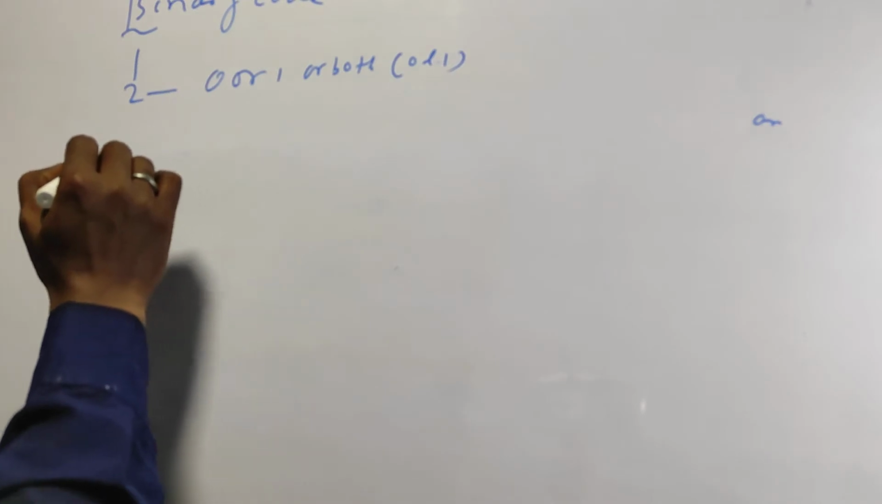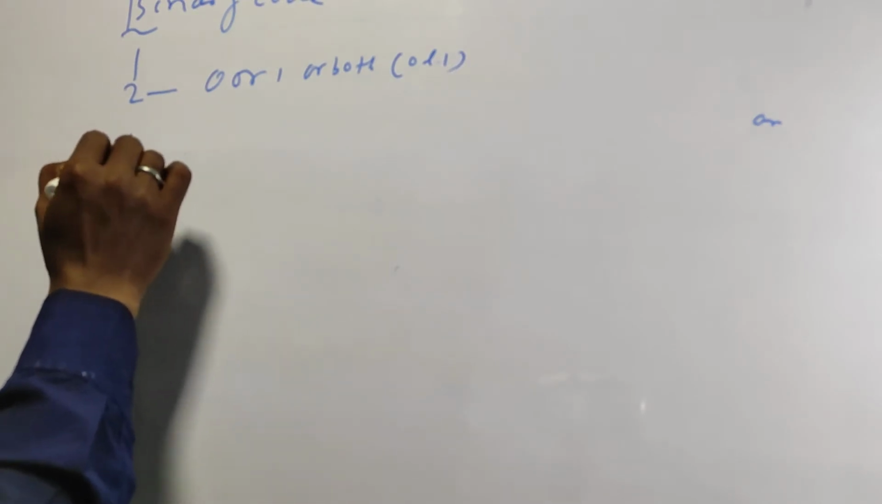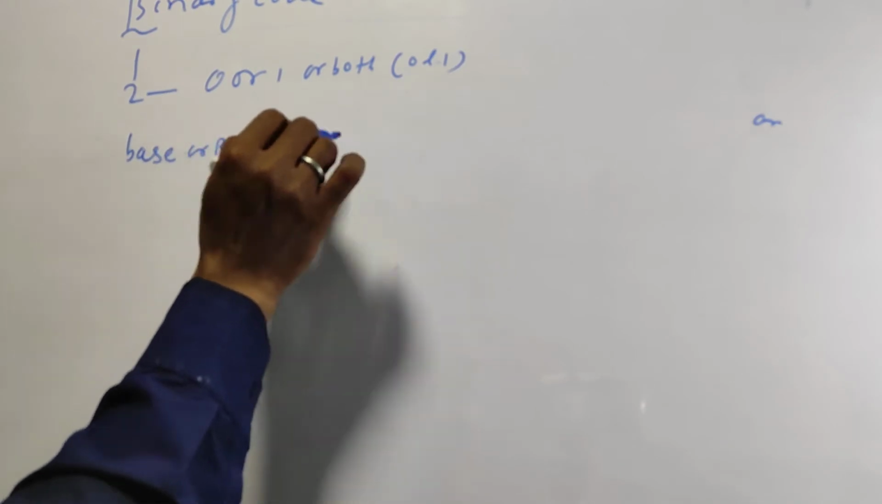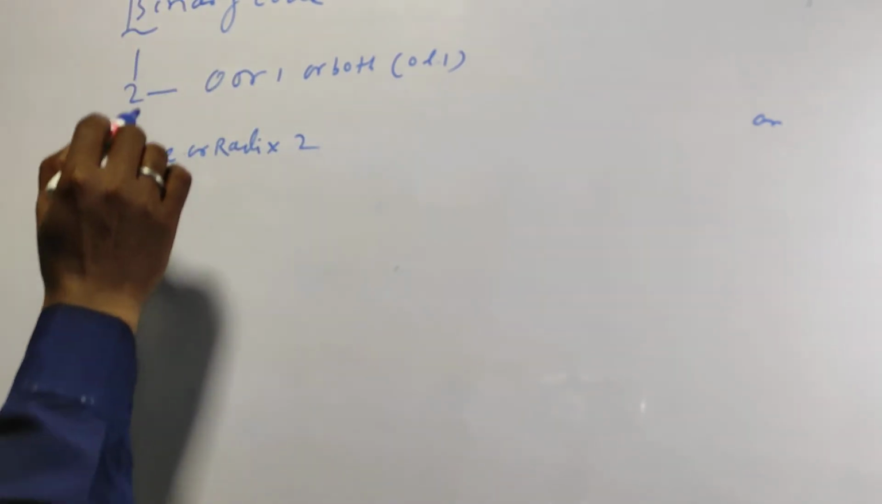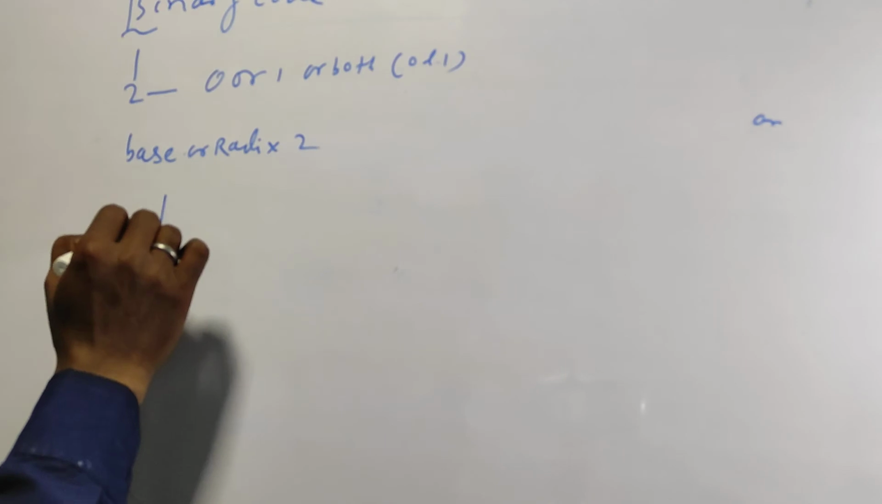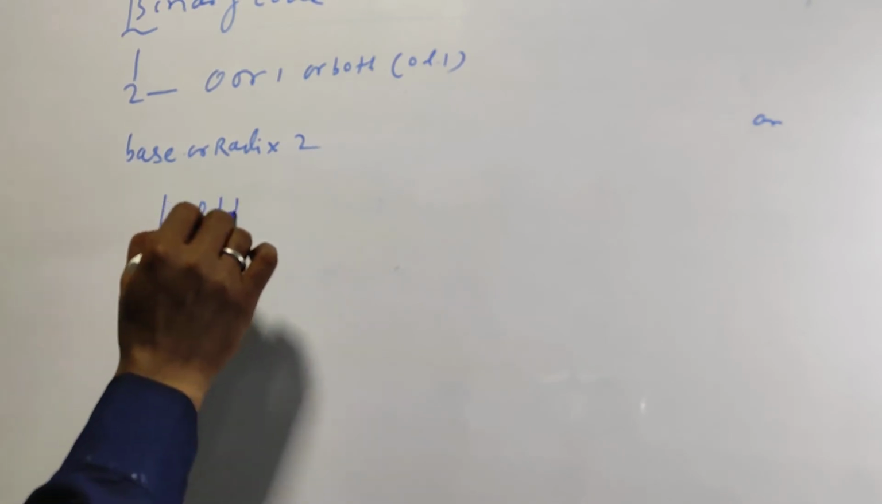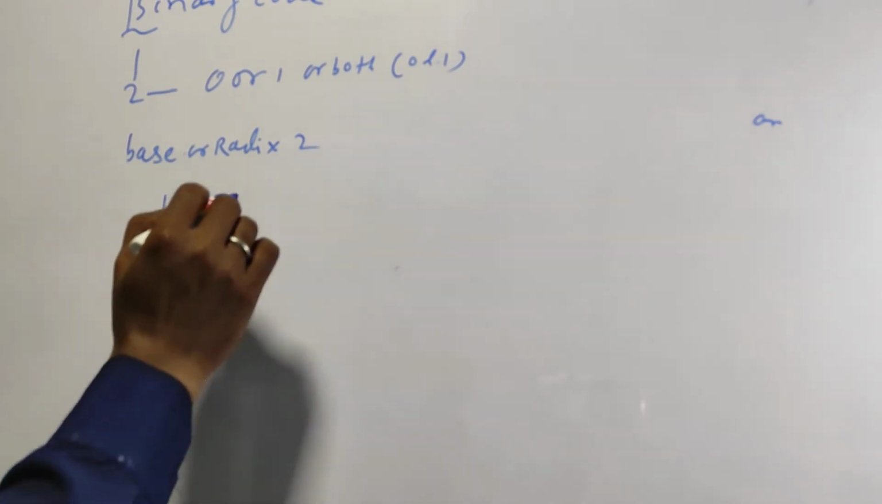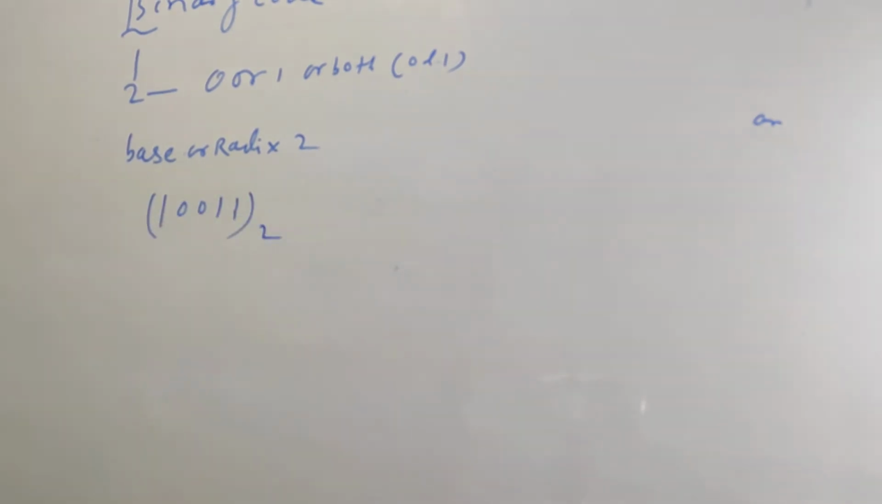So the base or radix is 2. What is an example of binary code? 1 0 0 1. We can write 0 or 1 to generate the binary code.